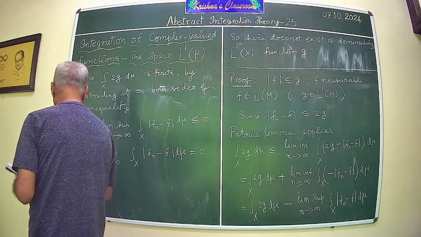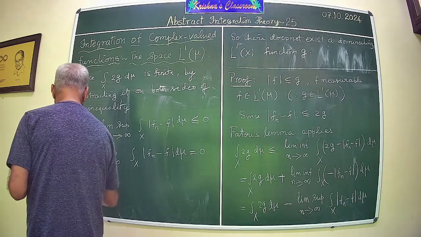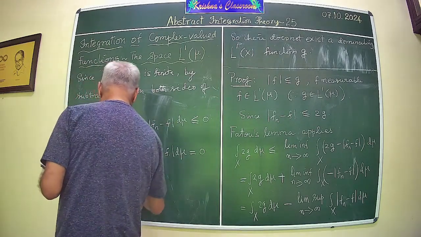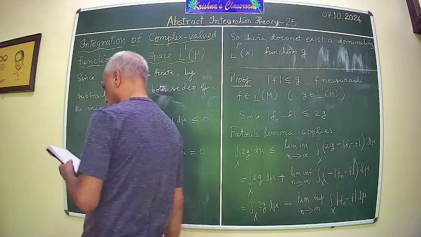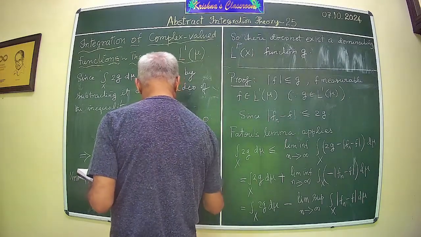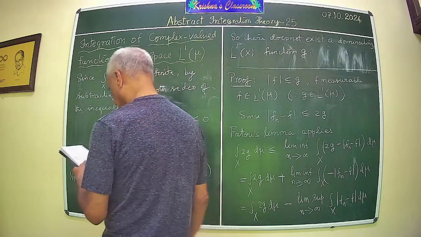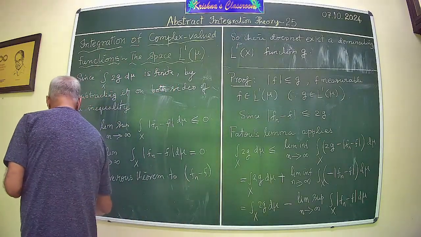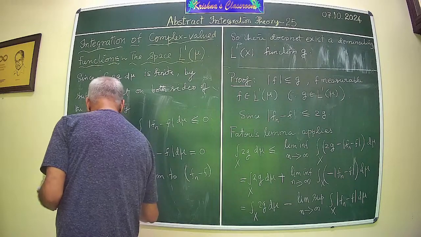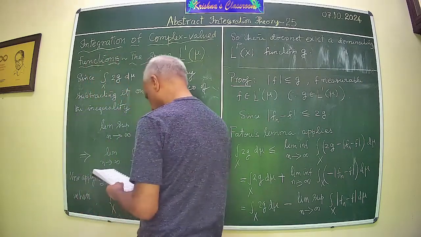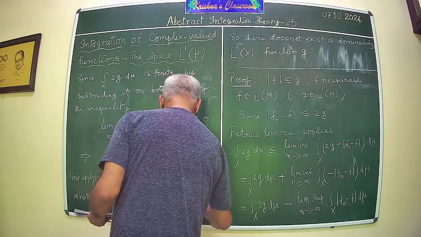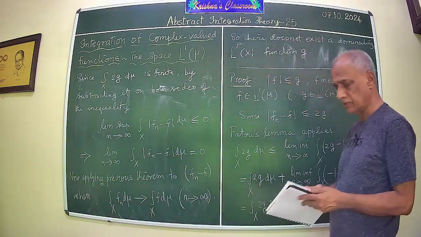So now applying the previous theorem to f1 minus f, we have the integral over X goes to 0. That's a proof of the dominated convergence theorem here.